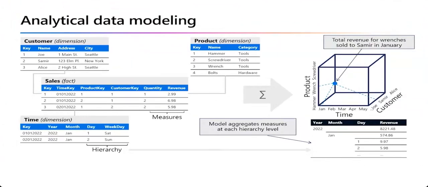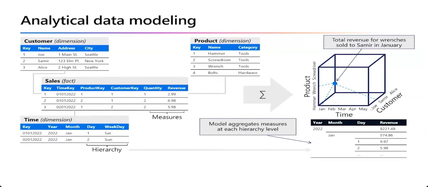The model can be built with pre-aggregated values for each level of hierarchy, enabling you to quickly change the scope of your analysis. For example, by viewing total sales by year and then drilling down to see a more detailed breakdown of total sales by month.